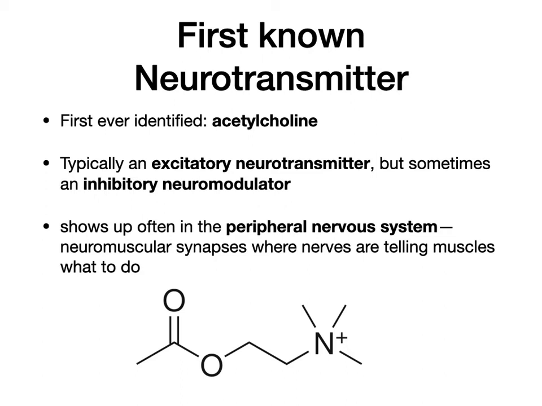The first known neurotransmitter, first ever identified, was acetylcholine. It's typically excitatory, but can sometimes be used in an inhibitory way. Basic tool, right? It shows up in the peripheral nervous system, in the muscles a lot of times, where nerves are telling muscles what to do. Just the most straightforward kind. This is actually the shape of the chemical bonds of acetylcholine. Again, I'm not going to test you on where the sodium and oxygen particles are. This is just to give you the impression that this little chemical floating around does stuff. Your cells are very sensitive to this particular shape. So that's a basic neurotransmitter.